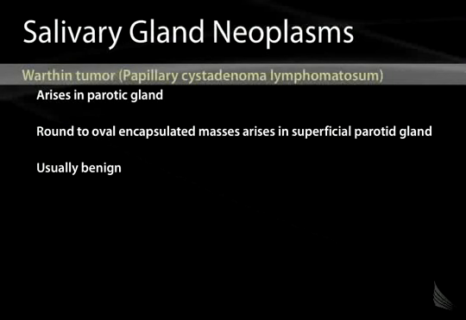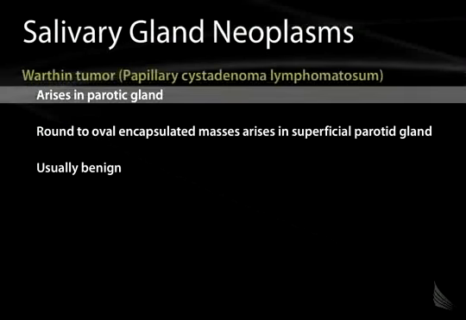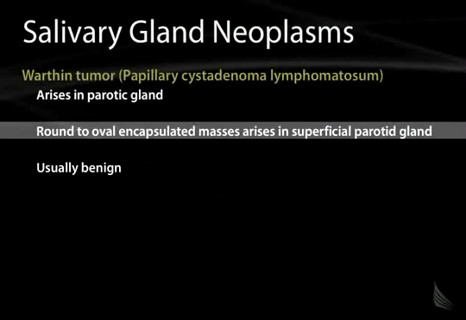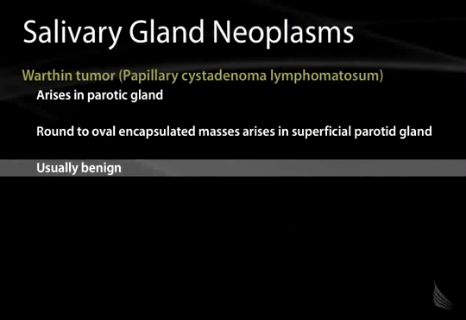Warthin tumor also goes by the name papillary cystadenoma lymphomatosum. It also arises within the parotid gland. It is a round to oval encapsulated mass, usually within the superficial parotid gland, and is usually benign.